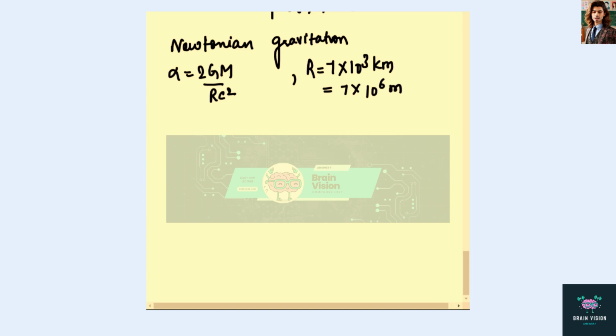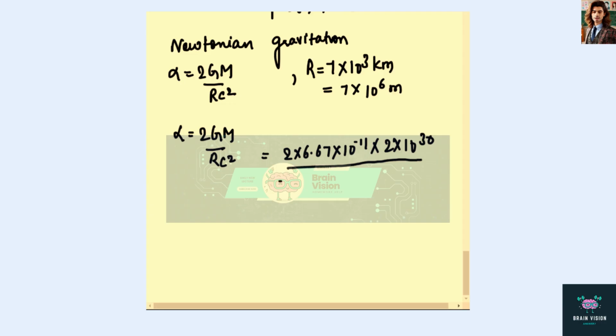We have alpha equals 2GM by Rc², which is equal to 2 × 6.67 × 10⁻¹¹ × 2 × 10³⁰ kg divided by 7 × 10⁶ meters × (3 × 10⁸)². We get the alpha value equal to 4.23 × 10⁻⁴ radians.